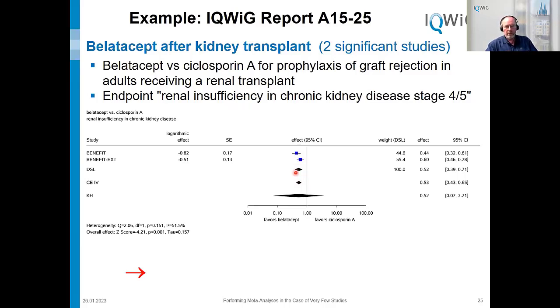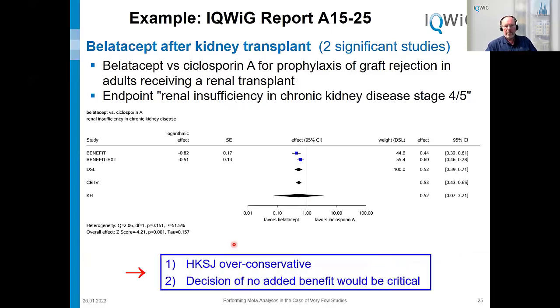This is not very close together, but this is the result of Hartung-Knapp-Sidik-Jonkman. And you see clearly that Hartung-Knapp-Sidik-Jonkman is very conservative. And to use this model and this method and decide that there is no added benefit because this is not statistically significant would be critical, because both studies are statistically significant.